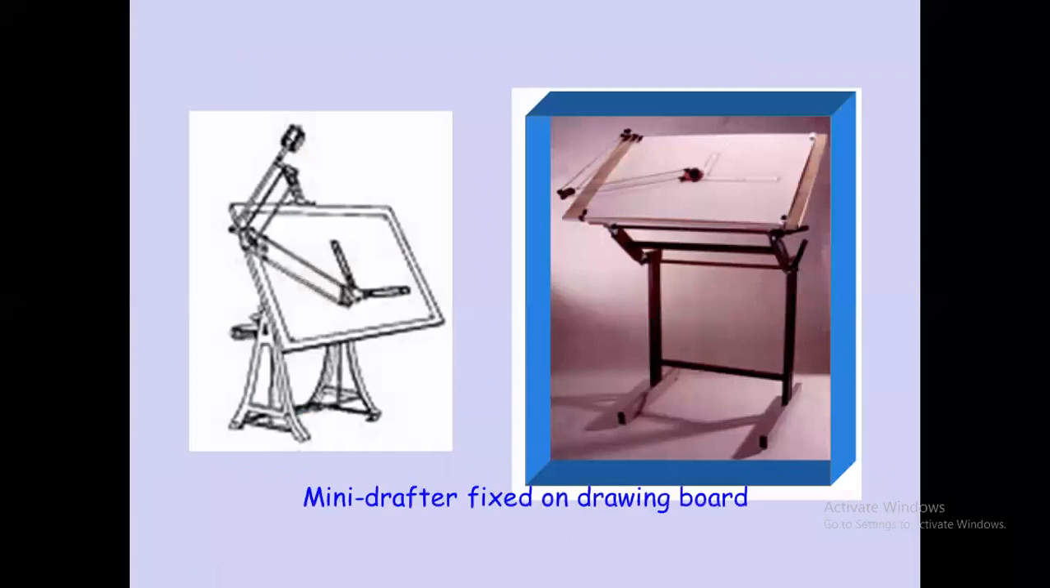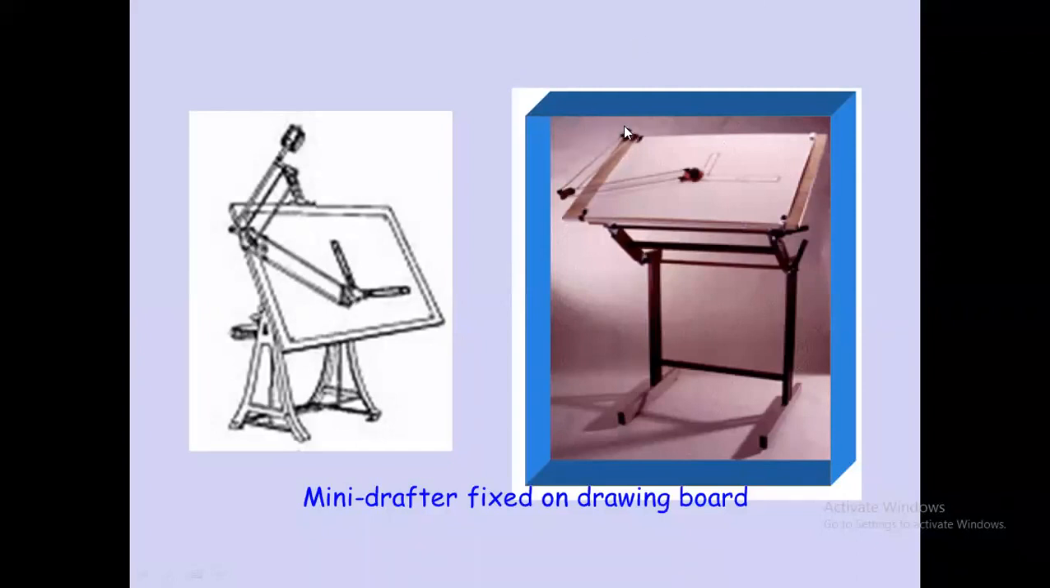It's one important tool. Yes, you can see how it is clamped, and this is the actual mini drafter with the scale, knob and pivot. And here we can move this. Okay, so this is the actual mini drafter.